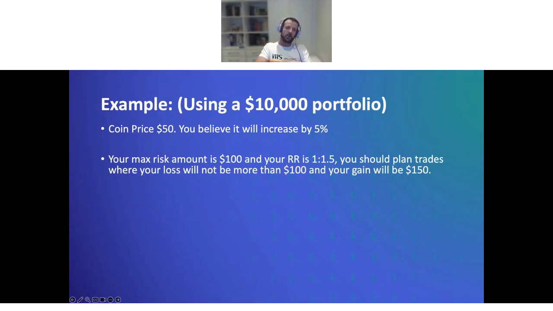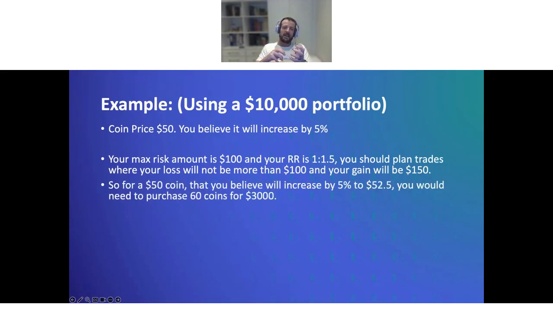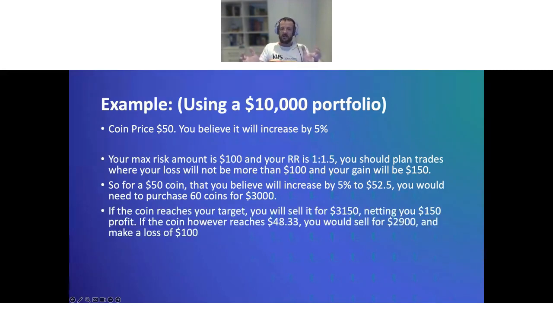So for the $50 coin, what that means is that you believe it will increase by 5%. So maybe the price will be 52.50. You would basically need to purchase 60 of those coins for $3,000. And when it hits your specific price or your target, you could then sell those for $3,150, and that would net you a profit of $150. And you've hit your target according to your risk reward ratio and according to the amount that you should be risking. And it's a good day.